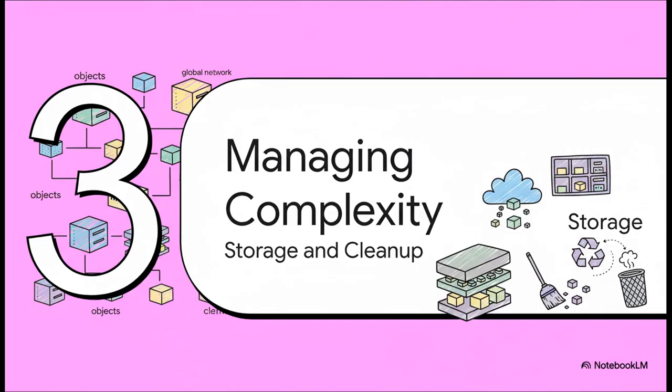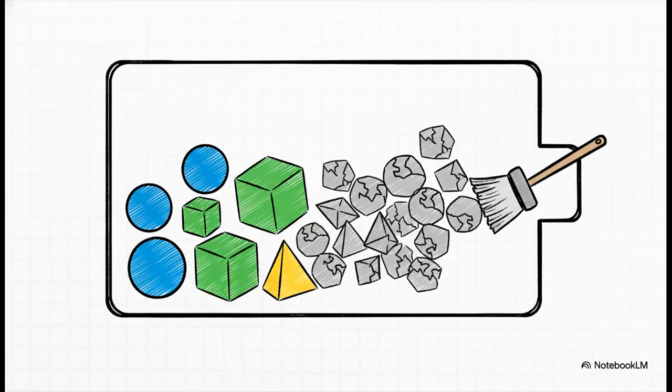And now, as you can probably guess, managing all these objects spread across a global network, well, it comes with its own unique set of challenges. So let's look at two of the biggest ones: how you store this stuff and how you clean it up. In an object database, objects are being created all the time. They're being used, referenced, and then eventually they're not needed anymore. But if those old, unused objects just hang around, they start to clog up the system's memory, slowing everything down. The process of automatically finding and deleting these obsolete objects is called garbage collection, and it is absolutely essential to keeping the whole system healthy and performant.